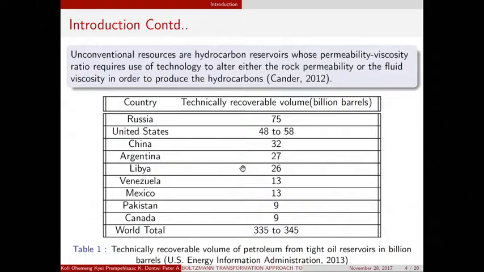Why unconventional reservoirs are necessary today is because of the vast amount of unconventional reservoirs in the world. Because of the inability to access them easily, we tend to ignore them. But I think now, with the recent technologies we have, we can pursue their exploration. The technically recoverable volumes of petroleum that are still classified as tight oil or unconventional reservoirs are quite huge.